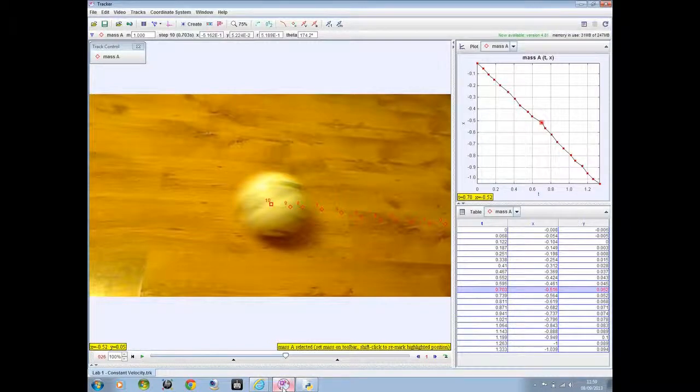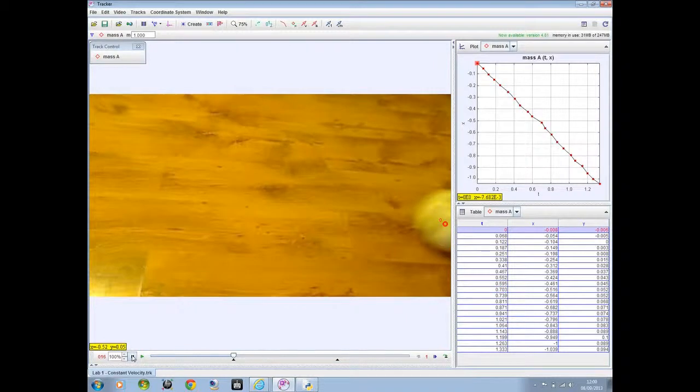So here we can see I've opened Tracker, I've got my video ready up and to go, and I'm just going to move the ball back to the start quickly. Right, so what we can see here is basically my kitchen floor, and the object I've chosen to use is a football, as I thought it was probably the simplest thing to use.